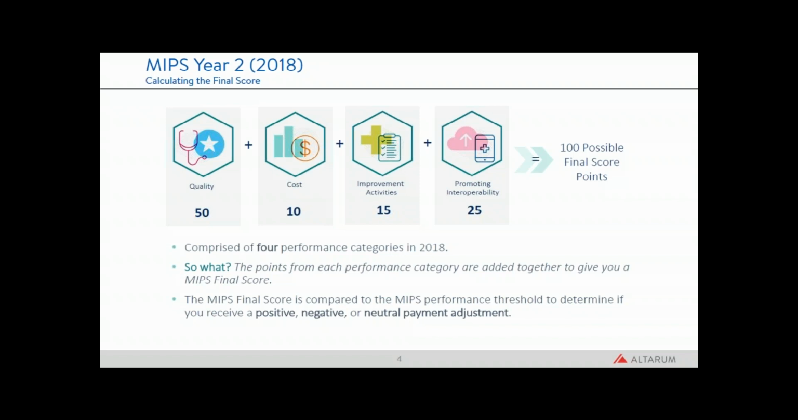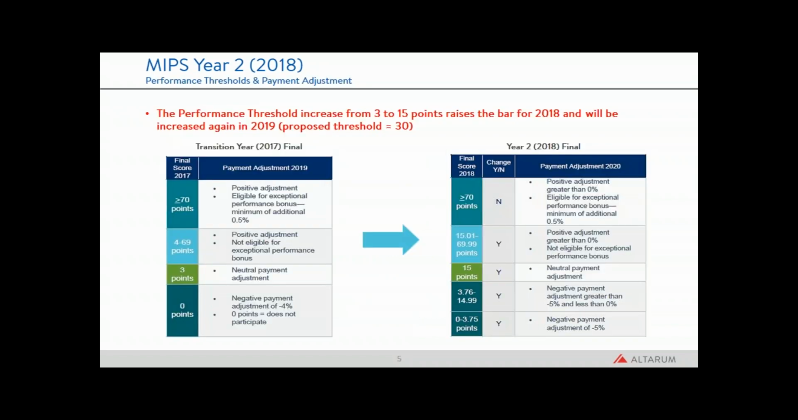That final MIPS score is then compared against a minimum performance threshold, which we'll talk about, and then depending on how your score compares to the performance threshold, you are either going to see your Medicare reimbursement rate stay the same, hopefully increase, and hopefully not decrease if you are below that threshold.